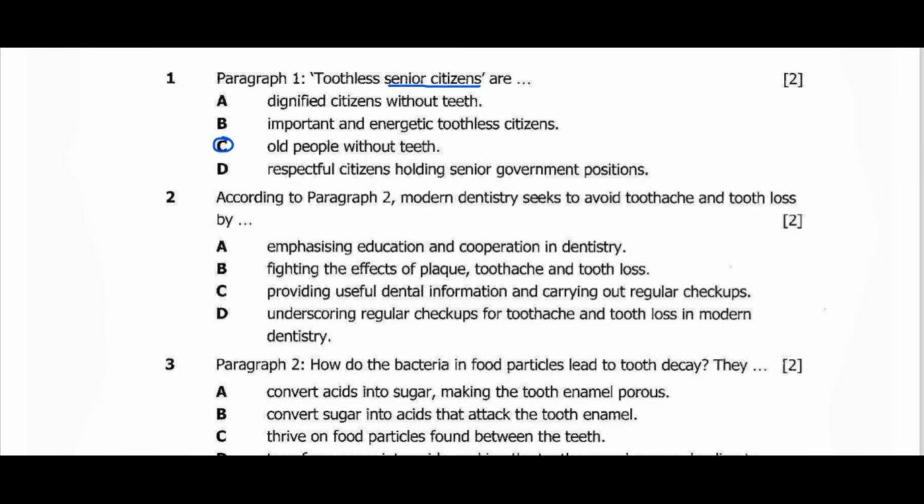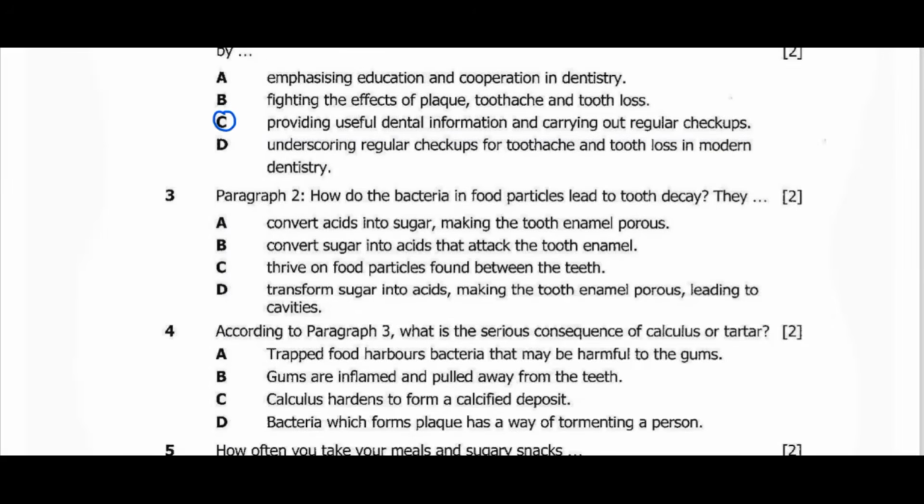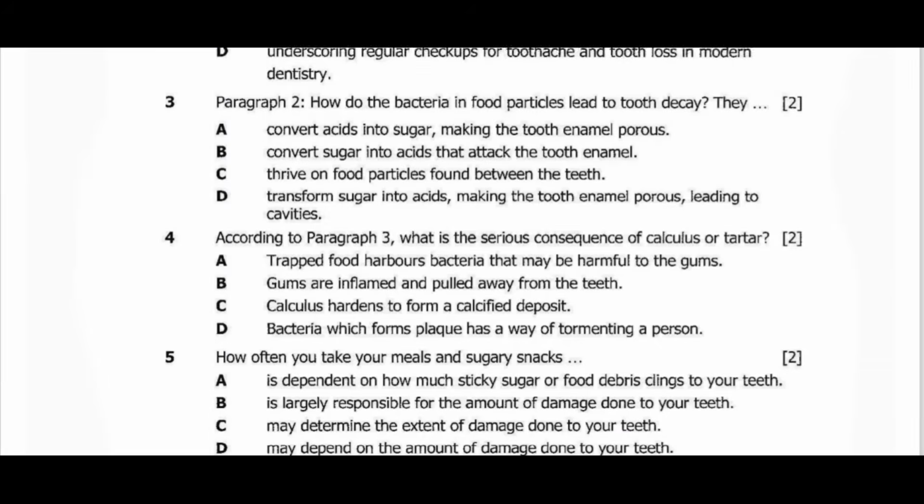Okay, the best one is C, because we can see that it says providing useful dental information. If you provide useful information, it is the same as education. So the education is still there, and carrying out regular checkups. So this is our best answer. So you have to be careful.